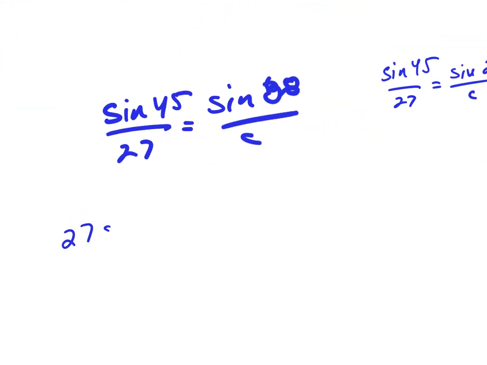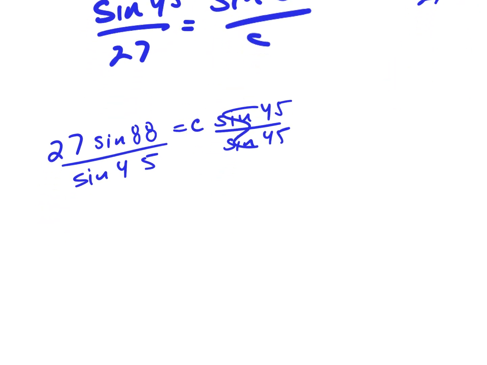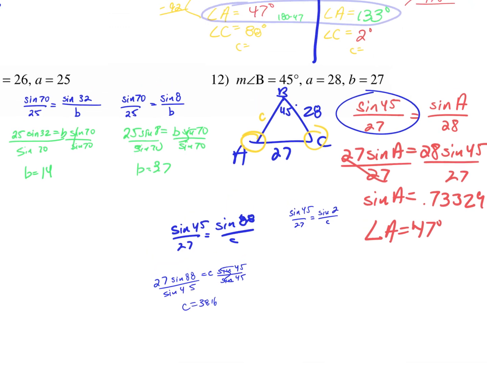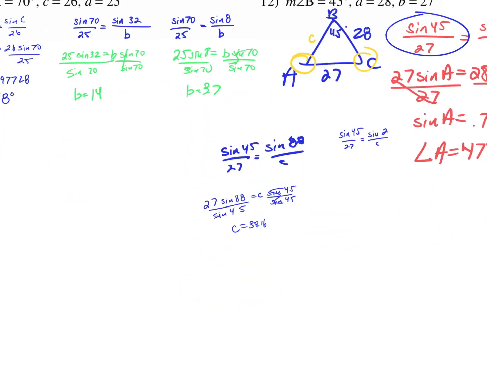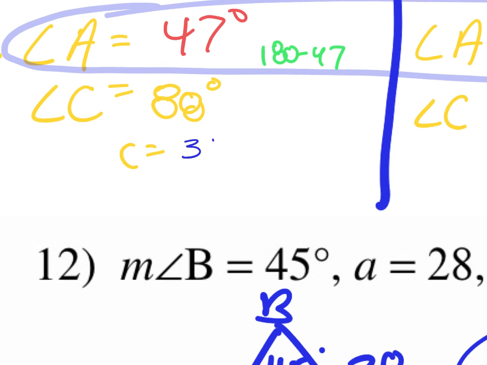Okay, so then just cross multiply. So 27 times the sine of 88 equals c times the sine of 45. Divide both sides by sine 45. And side C is about 38.16, so we'll say 38.2. We can just say 38, we'll round to a whole number. So this one is about 38.